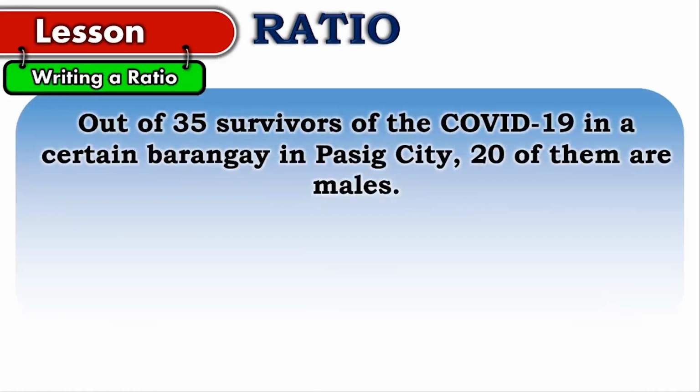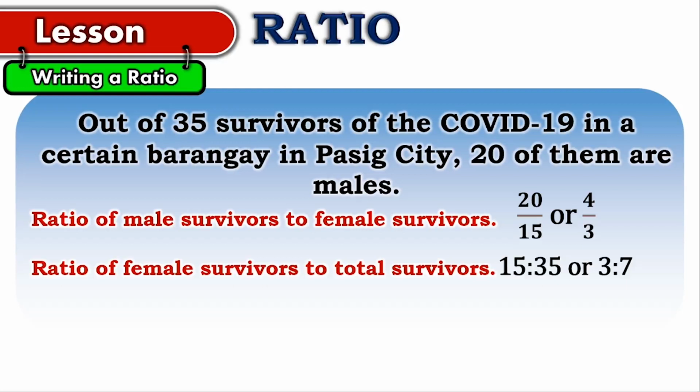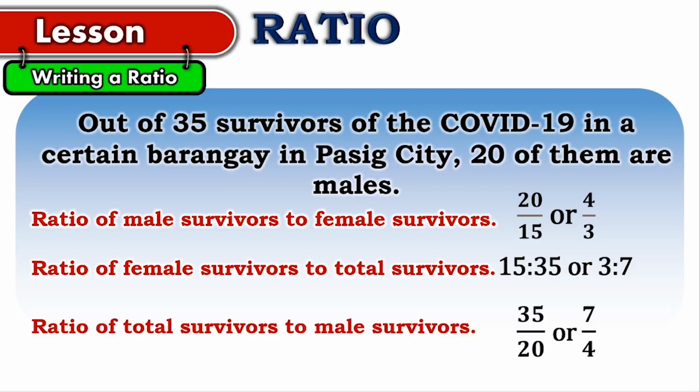Example, out of 35 survivors of the COVID-19 in a certain barangay in Pasig City, 20 of them are males. What is the ratio of male survivors to female survivors? Since 20 of the 35 survivors are males, then the number of female survivors should be 15. Thus, the ratio of male survivors to female survivors is 20:15, or it can be reduced to lowest terms as 4/3. The ratio of female survivors to total survivors is 15:35 or 3:7. The ratio of total survivors to male survivors is 35:20 or 7:4 in lowest term.